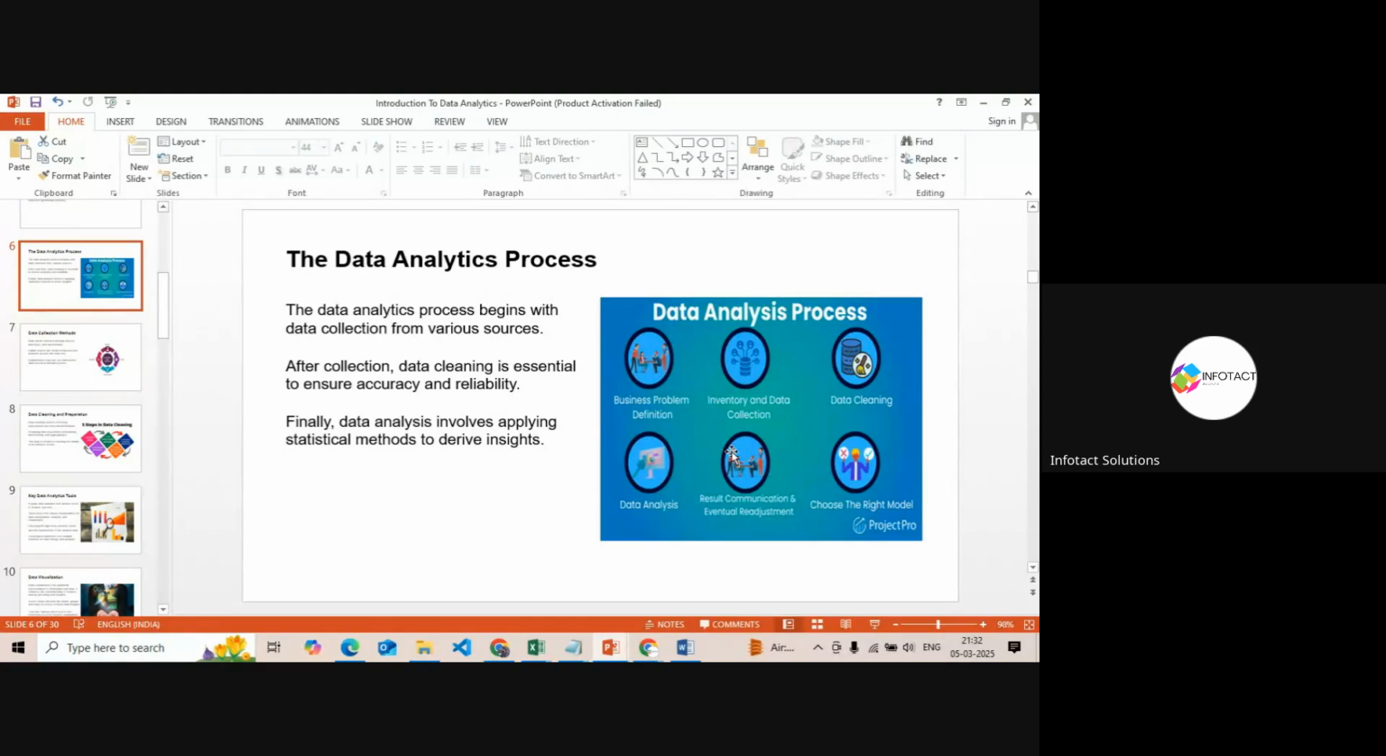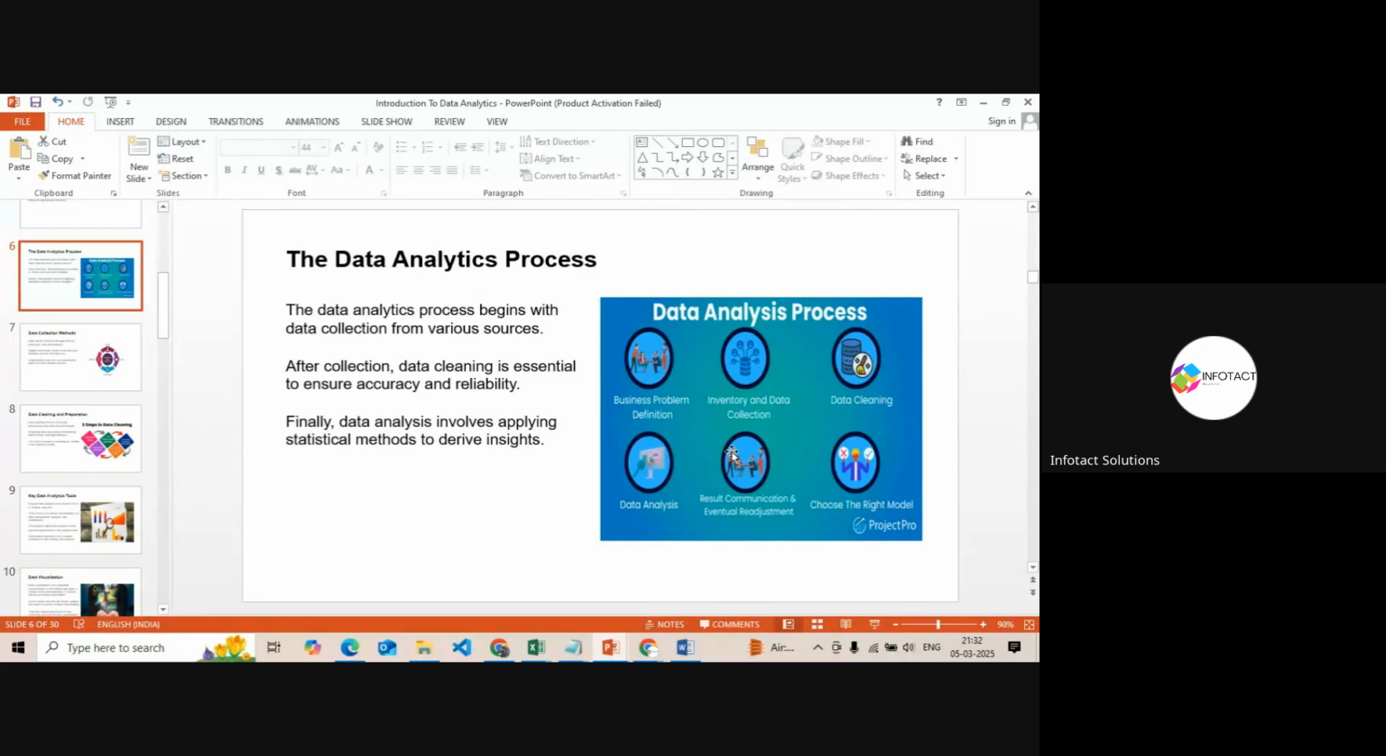Then the fifth step, after modeling and evaluation, is visualization and interpretation. It means converting insights into meaningful visuals using charts, graphs, heat maps, and dashboards, using tools like Power BI, Tableau, Matplotlib, Seaborn, or D3.js to visualize it, and presenting the findings to stakeholders in an easy to understand format.